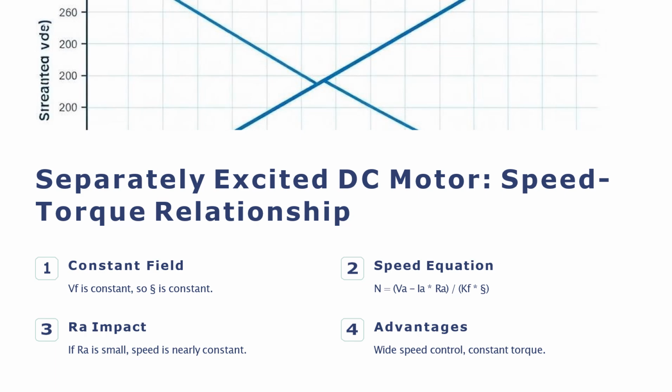What are the advantages of it? The advantages are wide speed control range, constant torque, and the third is it is ideal for industrial drives and machining tools.